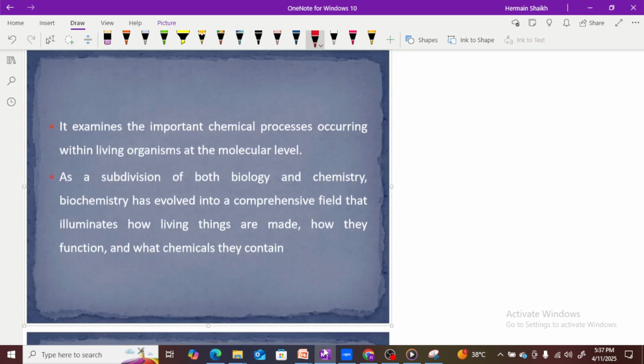It examines the important chemical processes occurring within the living organism at the molecular level. As a subdivision of both biology as well as chemistry, biochemistry has evolved into a comprehensive field that illuminates what living things are made up of, how they function, as well as what chemicals they contain.